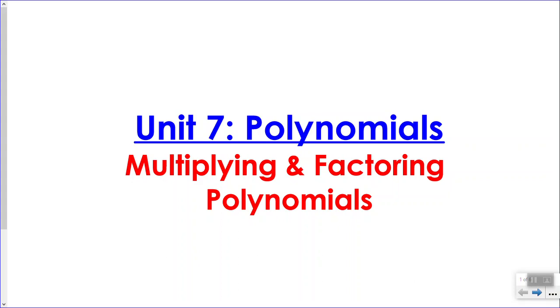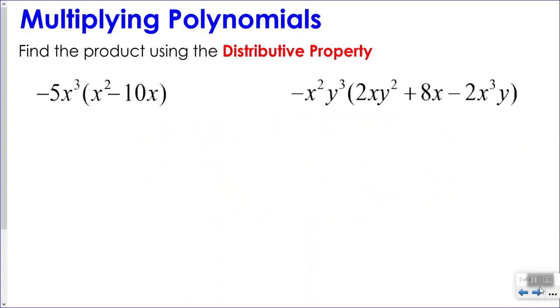In this video we're going to look at techniques for multiplying polynomials together, as well as our first look at how we can start to factor out different polynomials. So first we're just going to apply the distributive property. This is something that we've been using for a while, and we're going to combine our knowledge of the distributive property with our knowledge of the laws of exponents to simplify these expressions.